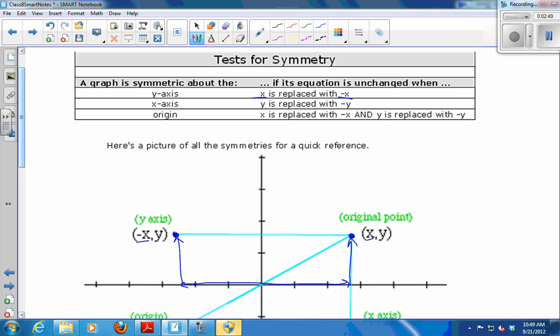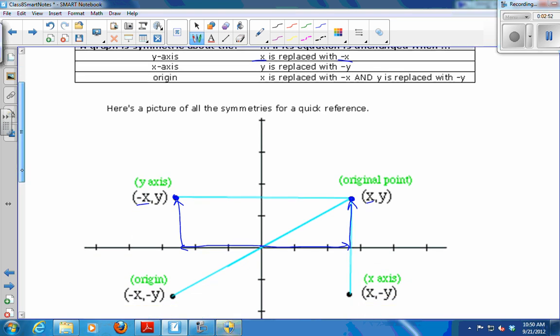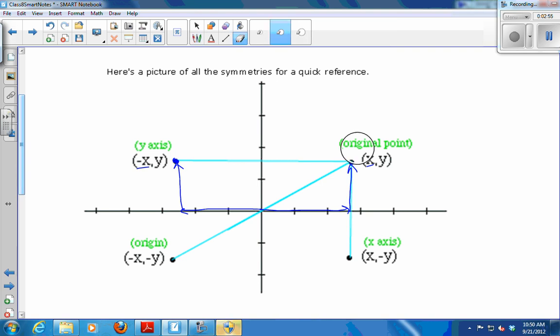And then for x-axis symmetry, you replace y with negative y. We'll look at the picture again. So the two points in this picture that have x-axis symmetry are this one and this one. Both of those points have the same x coordinate, opposite y coordinates. So they both went over x, right? But then one went up y and one went down y. So if you replace the y with the negative y, you have the same x. So that's why the algebraic test for x-axis symmetry is replace y with negative y.